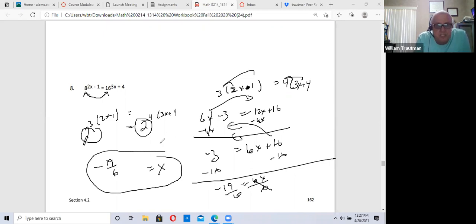This looks like a weird answer. I might have made a mistake somewhere. 2 to the third, 6x plus 3, 6x minus 3, yes. 2 to the fourth, 12x plus 16. That looks correct. Yes, it does look correct. All right, that's it.